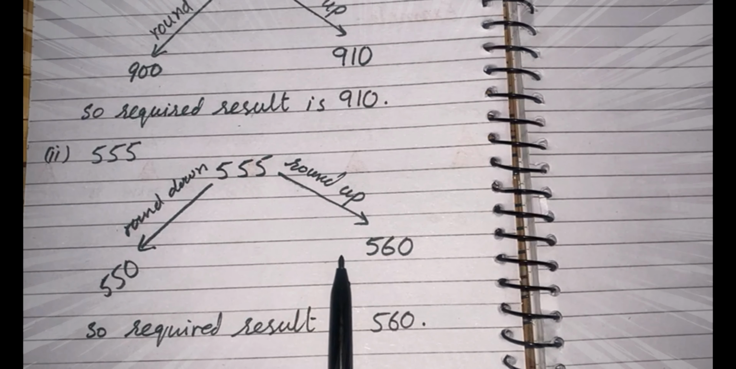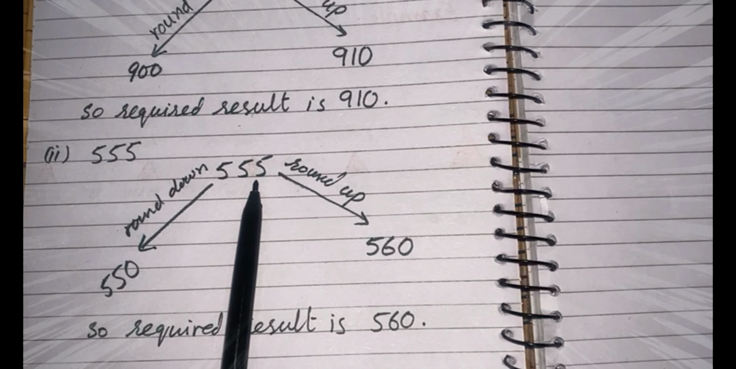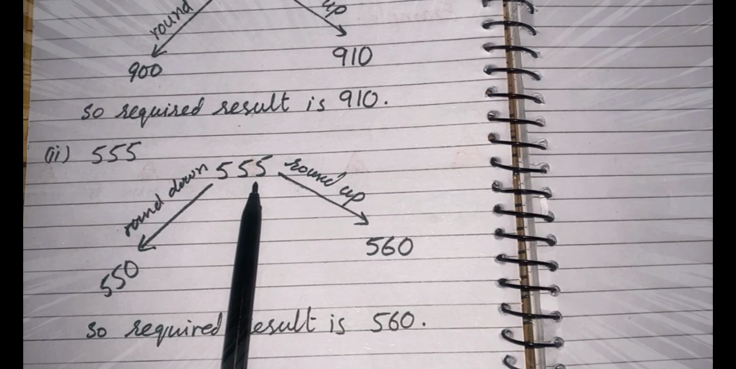Either we should write 550 or 560. For this we will check our ones place. Here we have 5. If we have 5 or a number greater than 5 in the ones place, we will round up to 10, that is 560. So the required result is 560.